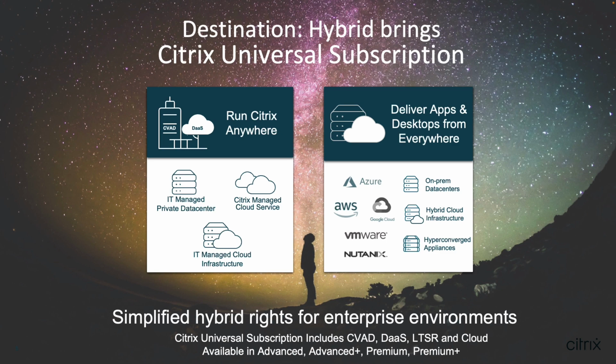With that, we introduced the Citrix Universal subscription. So the Citrix Universal subscription offers you hybrid rights forever. You can run your Citrix anywhere: in your IT managed data centers that you've purchased on-prem, in a Citrix managed cloud service, or in a mix of both, maybe in your private cloud environments. But not only can you host your Citrix and run it anywhere, but you can deliver your apps and desktops from everywhere. Your public cloud of choice, your hybrid cloud infrastructure, and also those hyper-converged appliances. So again, this is hybrid rights for the length of your subscription, so you're not on a timeline to fully move to cloud.